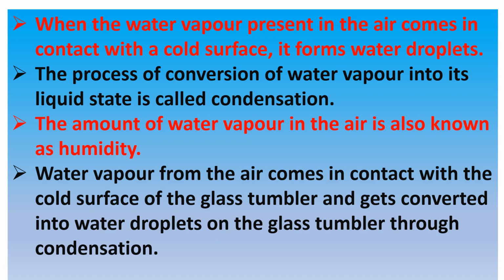The amount of water vapor in the air is known as humidity. Water vapor from the air comes in contact with the cold surface of a glass tumbler and gets converted into water droplets on the glass tumbler through condensation. So the glass tumbler has some water droplets outside it because of the process of condensation.